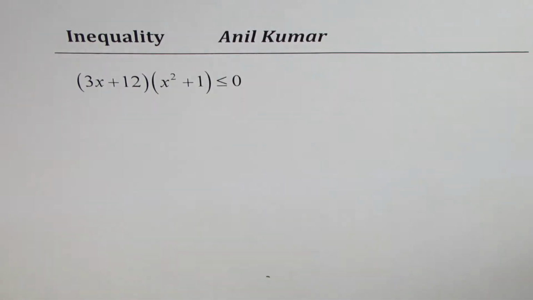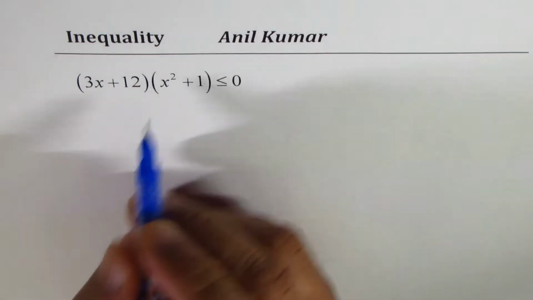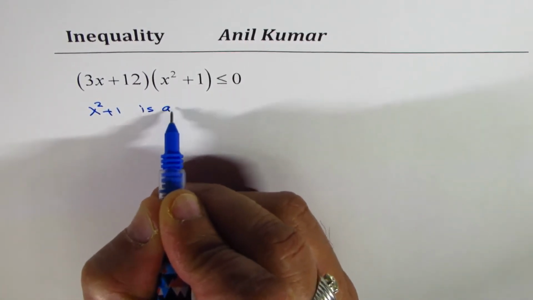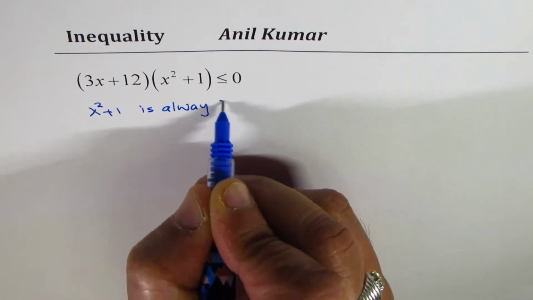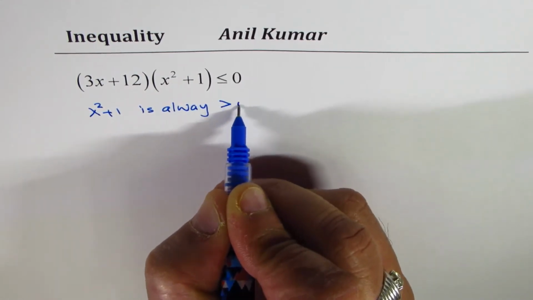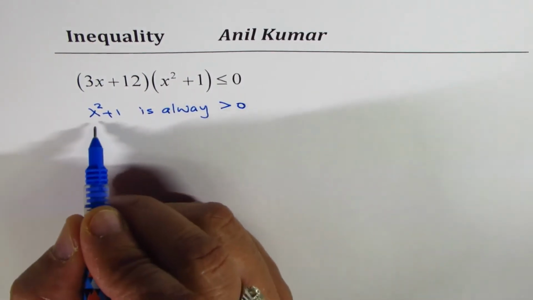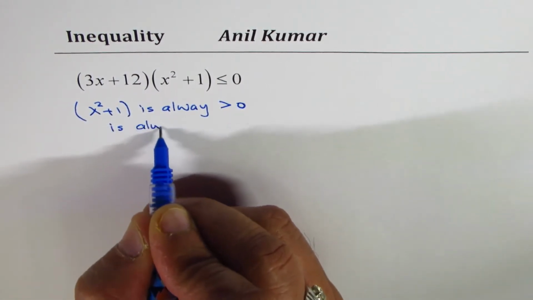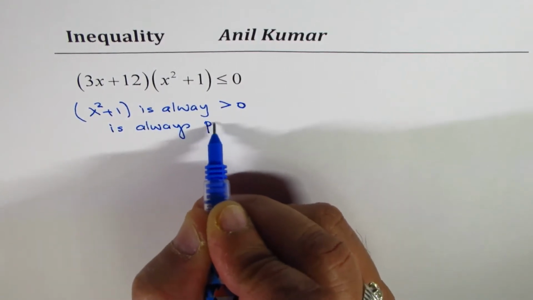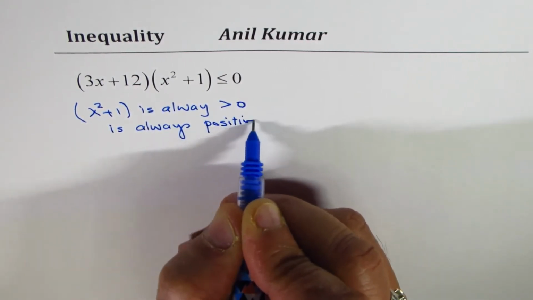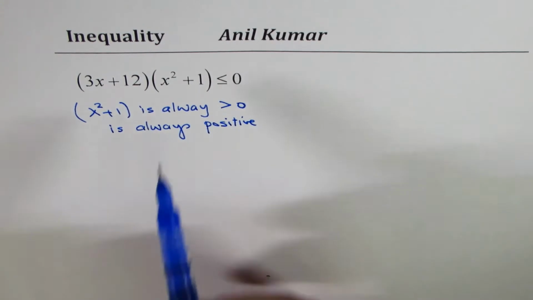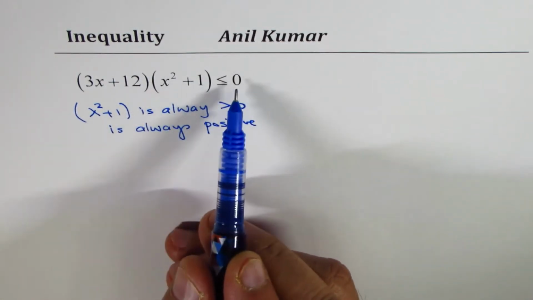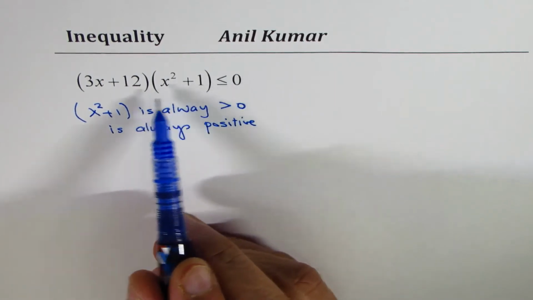In such inequalities, what you notice is that x² + 1 is always greater than 0, correct? Always greater than 0. That means this factor x² + 1 is always positive. Do you understand this part? So in an inequality, if we have a portion which is always positive, then basically we could divide by that positive number.